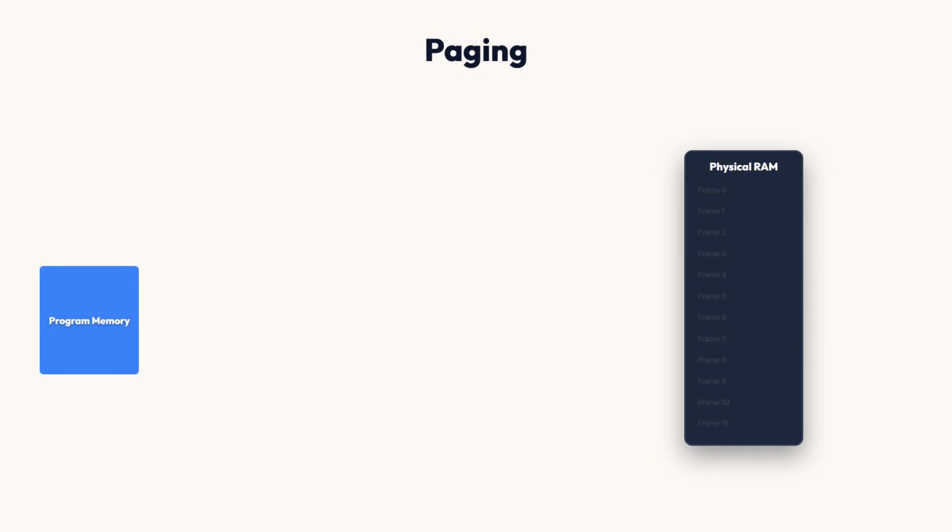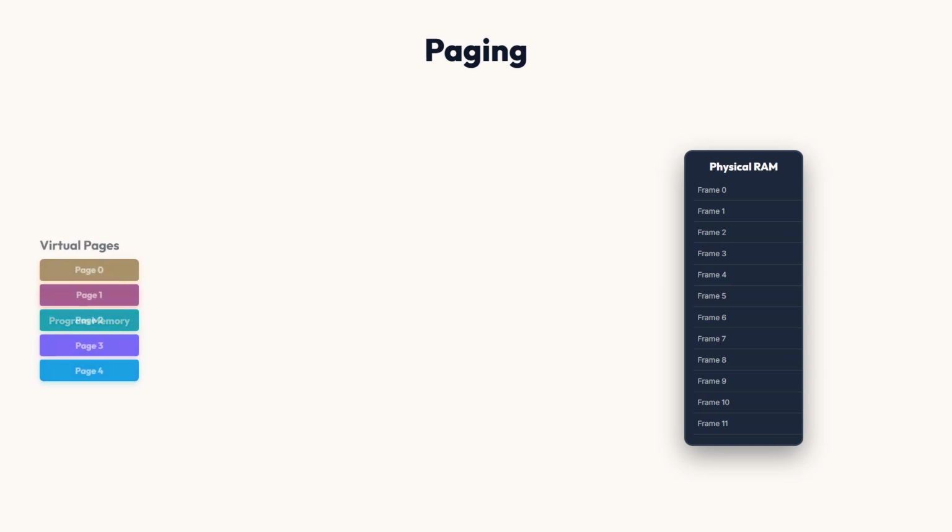So now engineers decided to chop up all the physical RAM into small identical fixed size slots called page frames. In a modern system, these are almost always exactly 4 kilobytes in size. At the same time, we do the exact same thing to the program. We chop the program's virtual address space into identical pieces called pages. And this is where the magic happens.